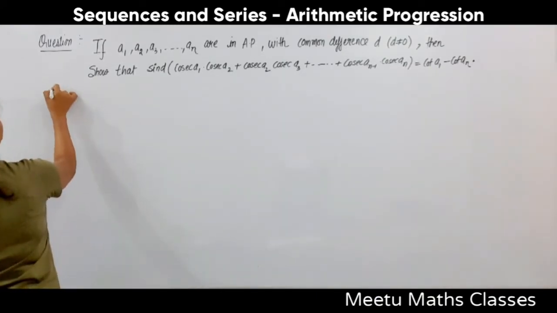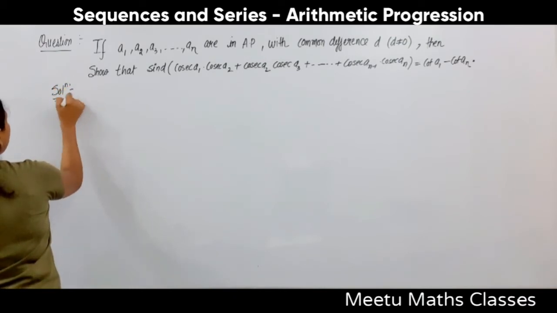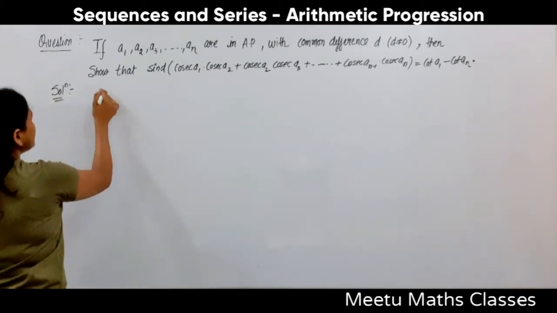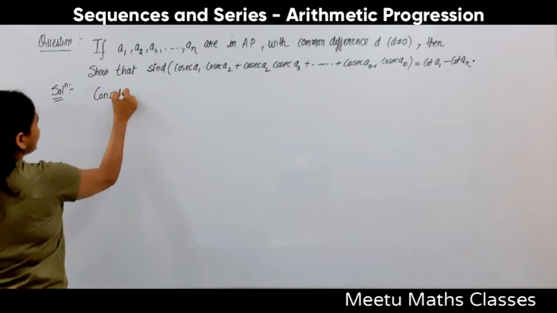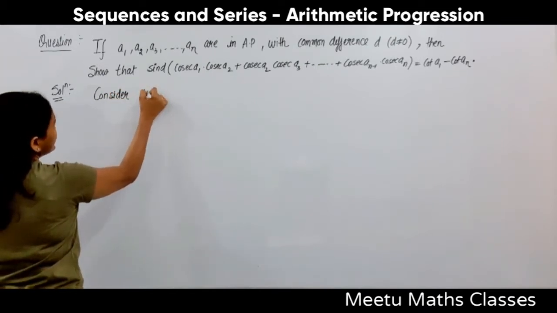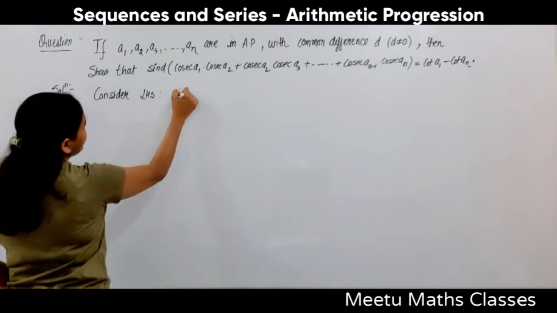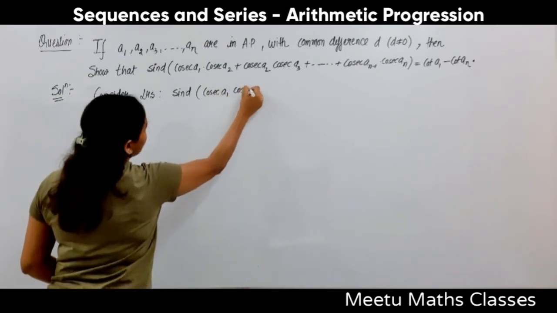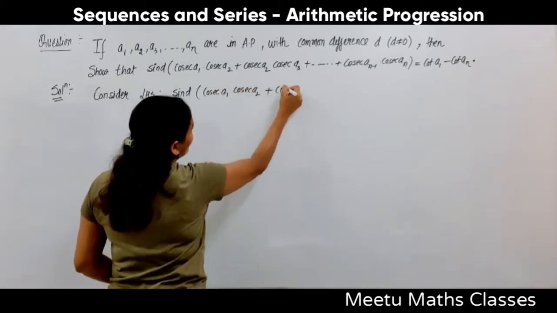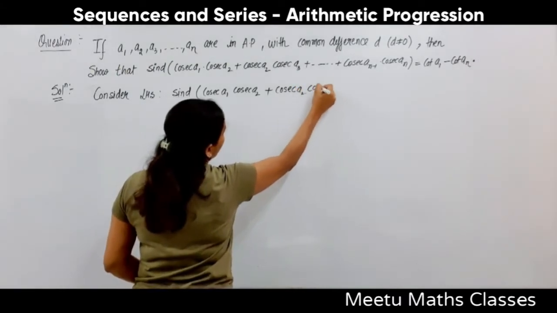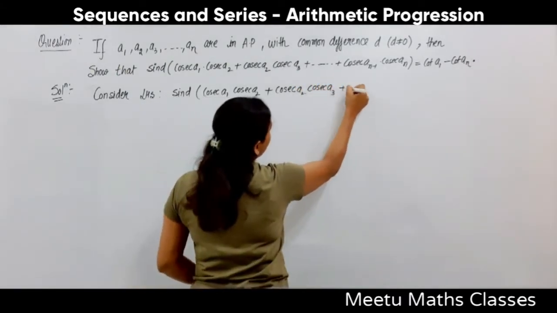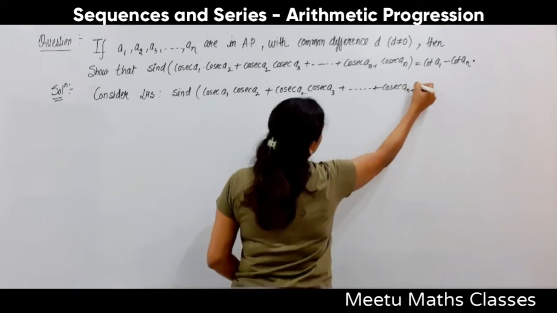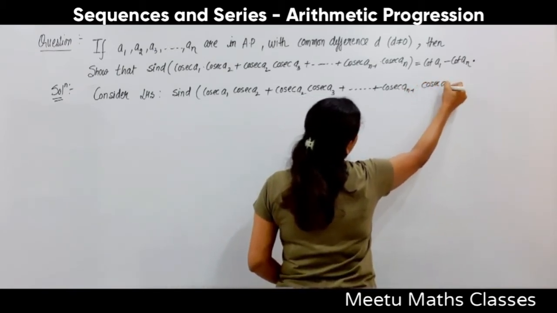So first of all, consider the left hand side, that is sin D into (cosec A1 cosec A2 plus cosec A2 cosec A3 plus so on till cosec An minus 1 into cosec An).